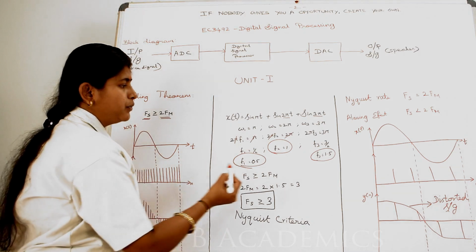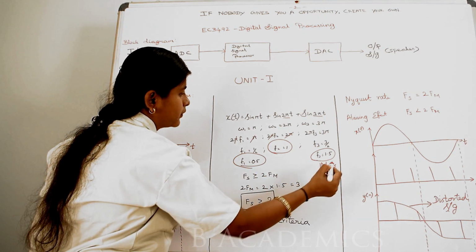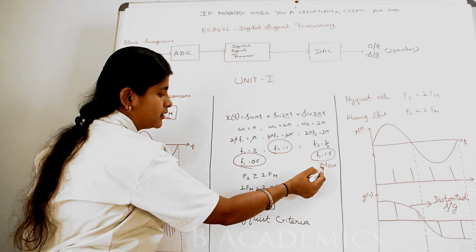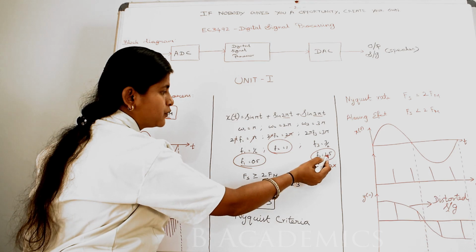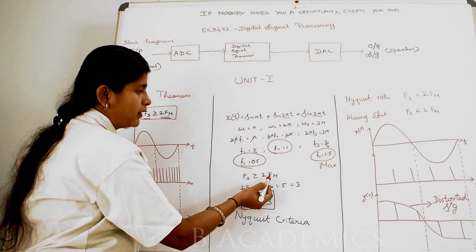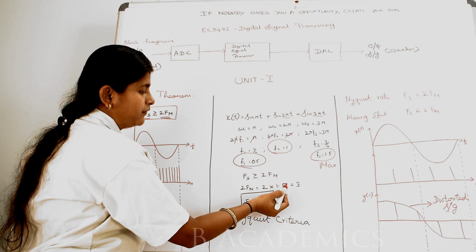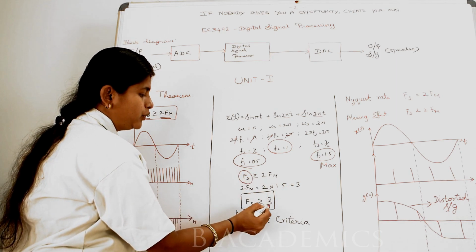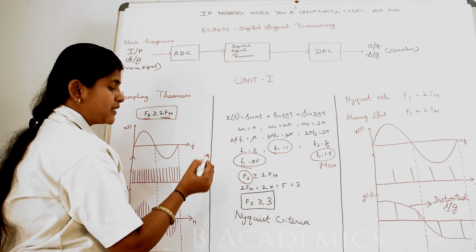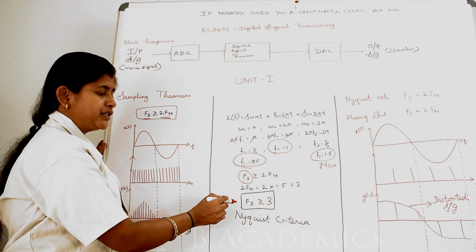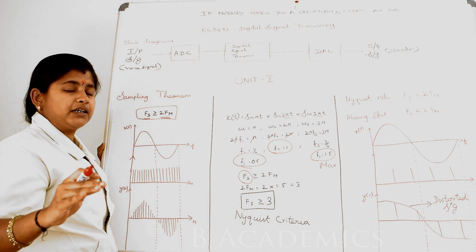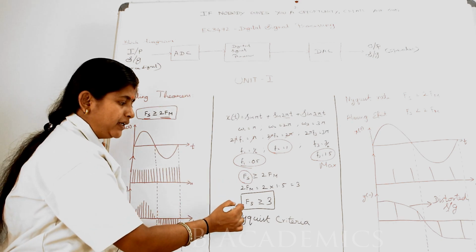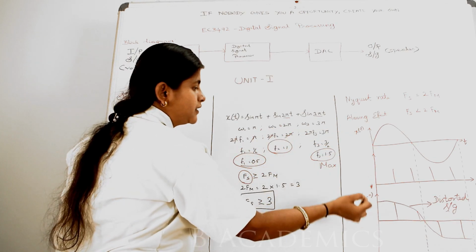From these values, you have to consider the maximum input frequency. Which is the maximum frequency? This one, F3, which is 1.5 Hz. So 2Fm is 2 into 1.5, which is 3. Your sampling frequency should be greater than or equal to 3. If your sampling frequency satisfies this condition, you will get the exact original signal at your output end. If it doesn't meet this criterion, it will lead to a distorted output.